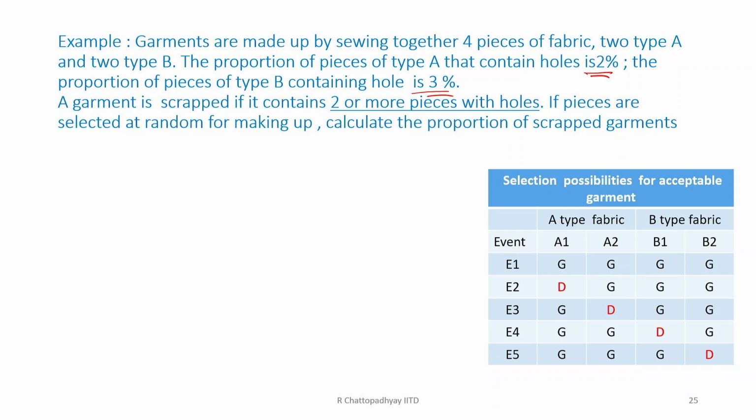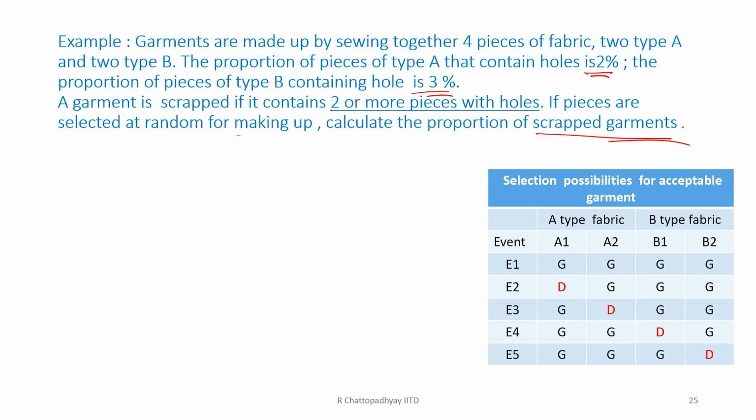A garment is scrapped if it contains 2 or more pieces with holes. If pieces are selected at random for making up, calculate the proportion of scrapped garments. How many garments will be finally rejected? If we get 2 or more pieces with holes, then we reject the garments.